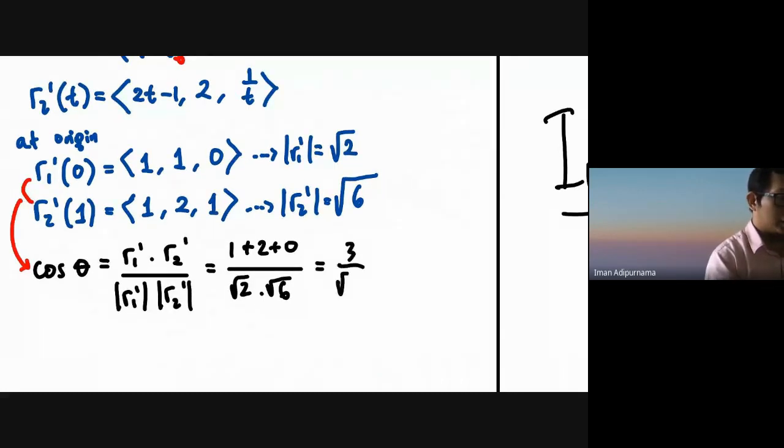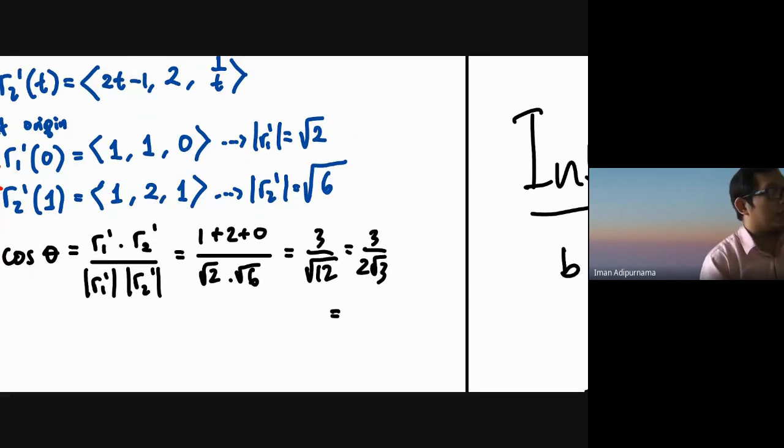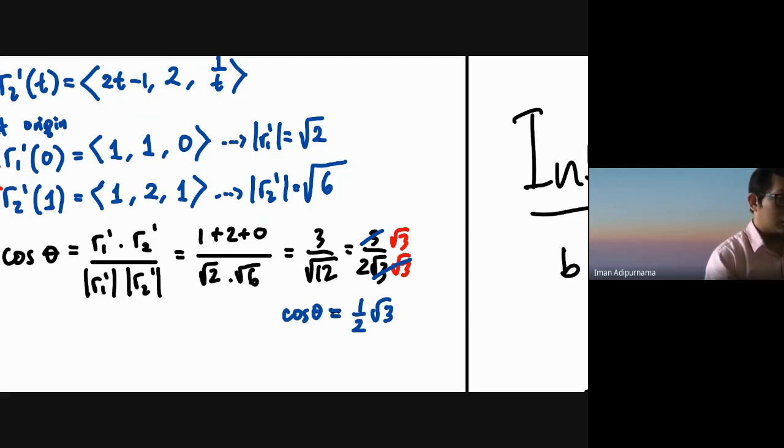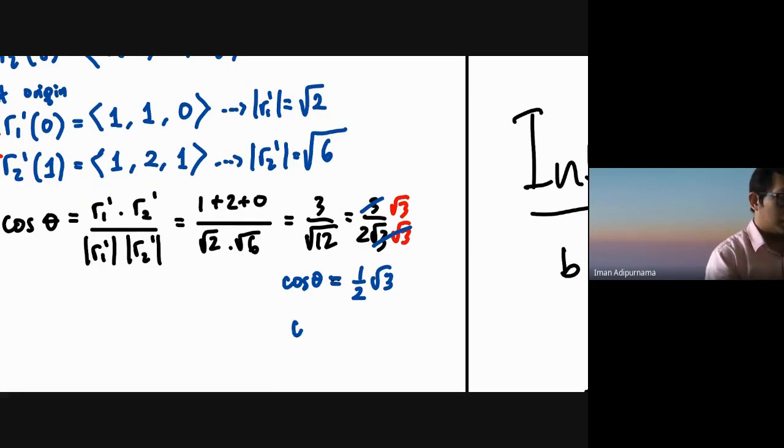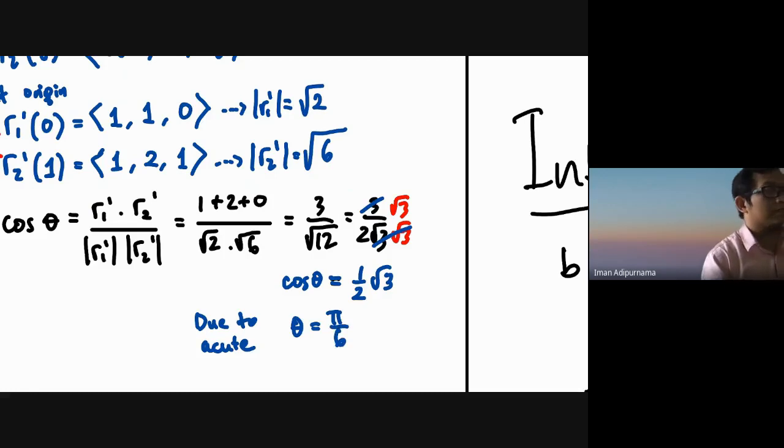So 3 divided by square root of 12, or 3 over 2 square root of 3. Or we can simplify this by multiplying by square root of 3 over square root of 3. This is half square root of 3. Okay, so theta, because it's acute, will be pi over 6.